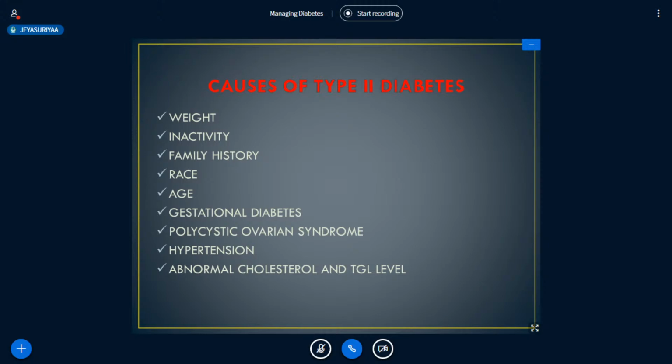Age plays a key role, where the risk increases as people get older. This may be because people tend to exercise less, lose muscle mass, and gain weight as they age. But type 2 diabetes is also increasing among children, adolescents, and even younger adults.